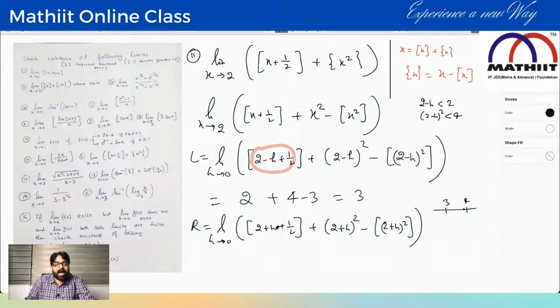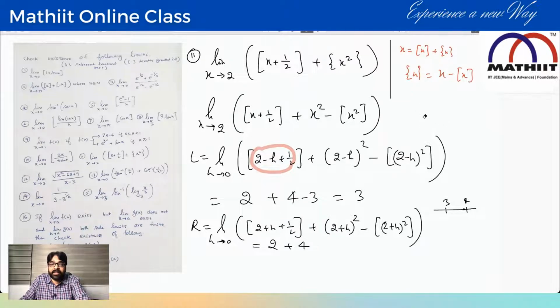Think carefully. Again, this is 2.5 plus h, slightly bigger than 2.5. So the greatest integer is 2 only. Wait, between 2 and 3 only. So this value is 2. This is the determinate form, h equal to 0, directly I can put 4. This part is slightly bigger than 2. 2 plus h is slightly bigger than 2. Watch it here, everybody.